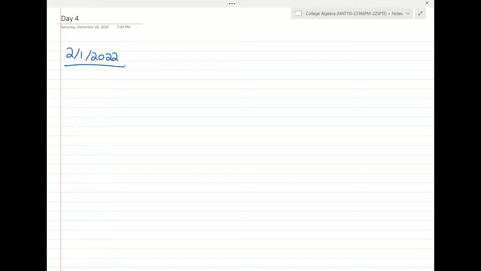Three sections we have to cover today. First section is section 2.1, called linear equations in two variables.